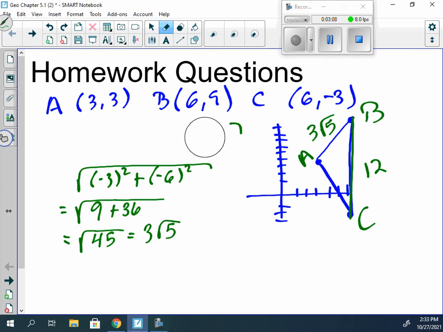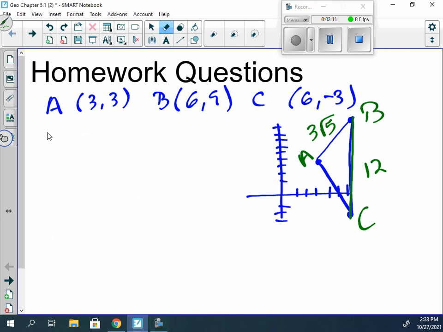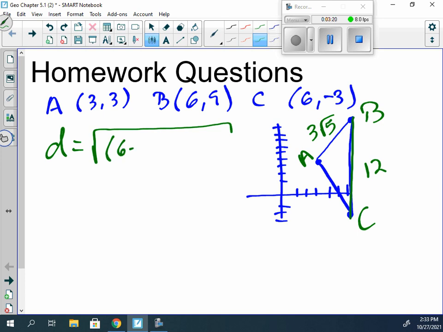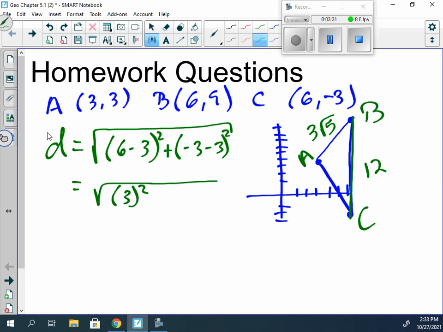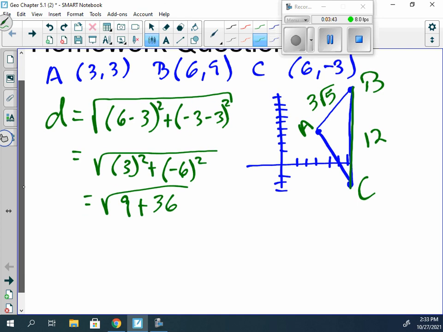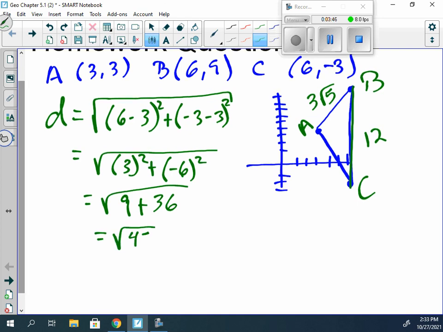Now, for any of these distance formulas, we could have typed these straight into the calculator and actually gotten the answer as well. Now, the last one we need to do is find the distance formula from A to C, which would be 6 minus 3 squared plus negative 3 minus 3 squared. Now, 6 minus 3 is going to be 3. 3 minus negative 3 is going to be negative 6 squared. Now 3 squared is 9. Negative 6 squared is 36. And 9 plus 36 would give us 45, or 3 square root of 5.